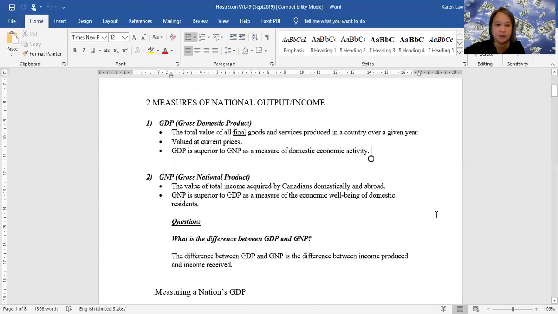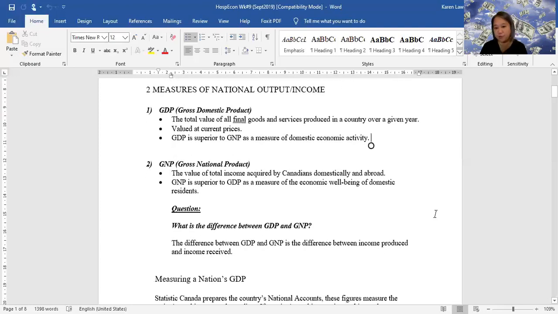So right here, we have two measures of national output or income. In macroeconomics, most economists tend to talk about income and output in the same fashion. We actually say expenditure, which is output, is equal to income. And I'm not going to go into a huge amount of detail with how that gets equated, but I have included a video, and it's called the Circular Flow Model Explained.